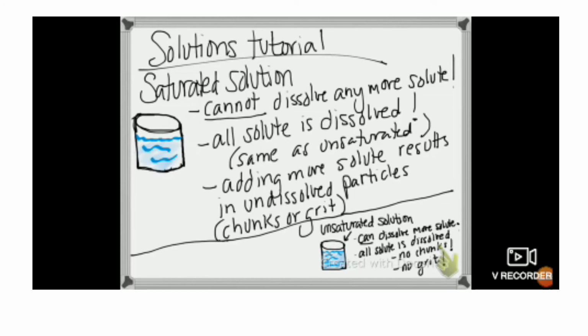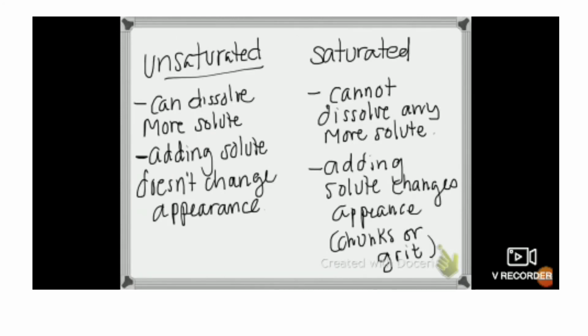Okay, so let's check our understanding. Okay, so here's a quick rundown. In an unsaturated solution, it can dissolve more solute. So when you add solute, it doesn't change the appearance up to the point of saturation. It may look cloudy for a while, but if you keep stirring, it's going to all dissolve. In a saturated solution, you cannot dissolve any more solute. Therefore, when you add solute, it's going to change the appearance. You'll see chunks or grit. Now, no matter how long you stir a saturated solution, if you don't change the temperature, those chunks or grit are not going to go away. One more way to tell you've got a saturated solution. You've reached the saturation point.